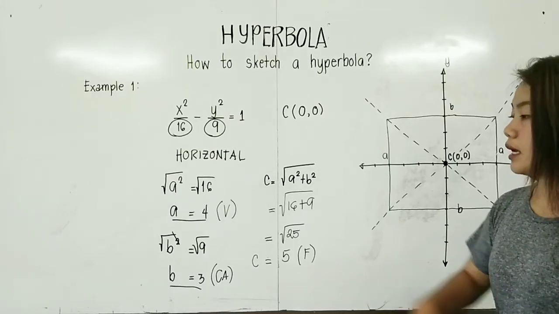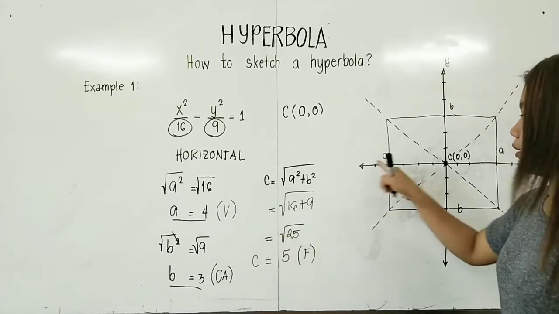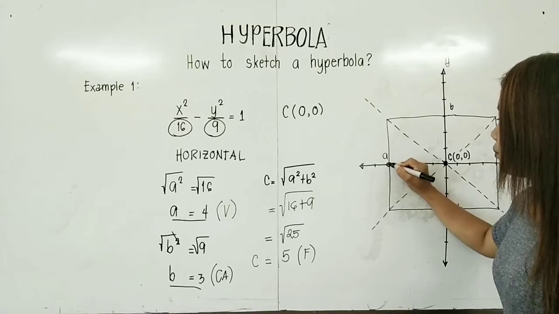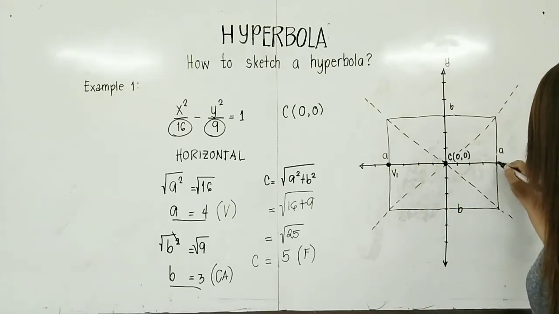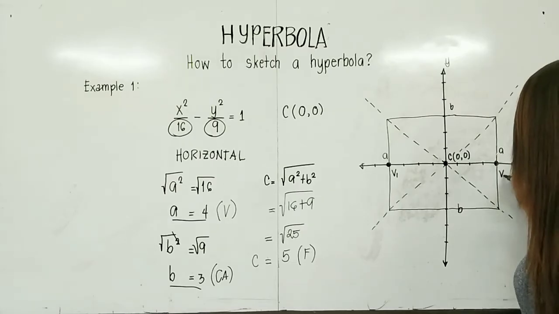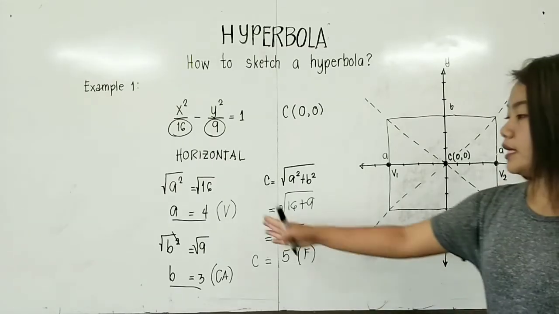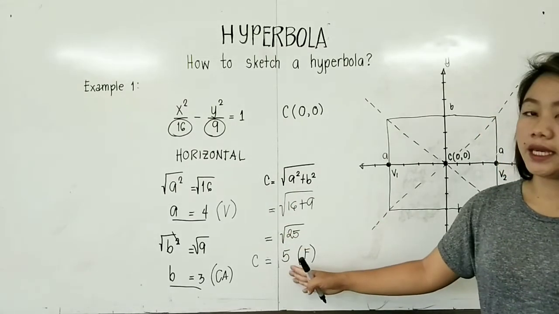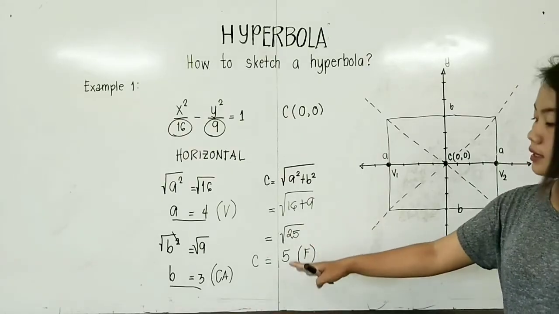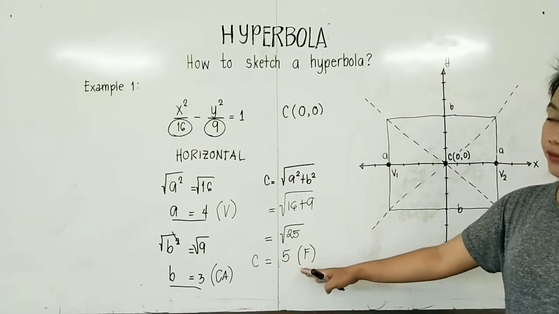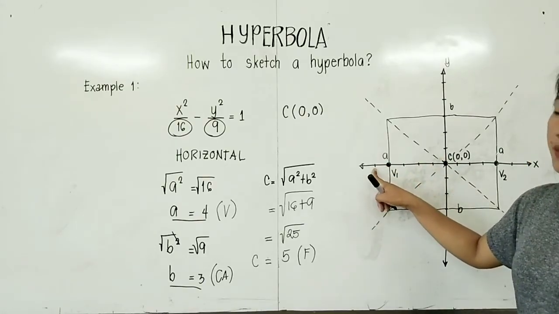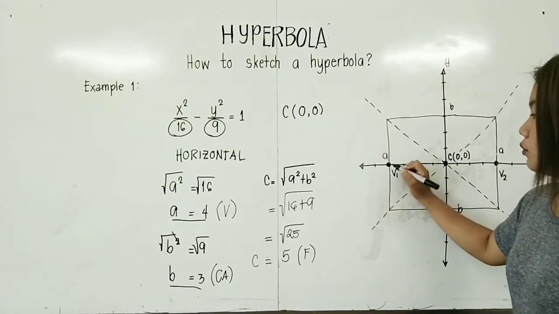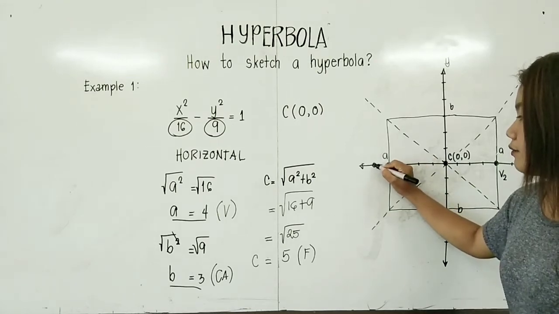Next we will plot the vertices and the foci. So since A is for vertex and we have here A, therefore we can have it as vertex 1 and the other A is for vertex 2. Now A is for vertex and C is for the focus. Since our C is equal to 5, we just have to add 1 to our A because this is 4. So 4, this is 5 units.